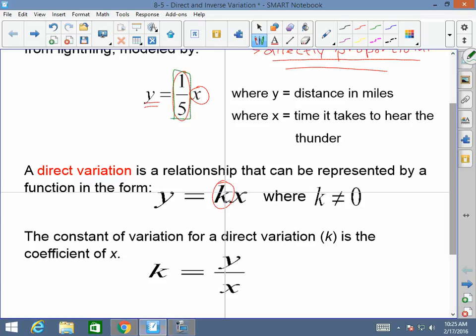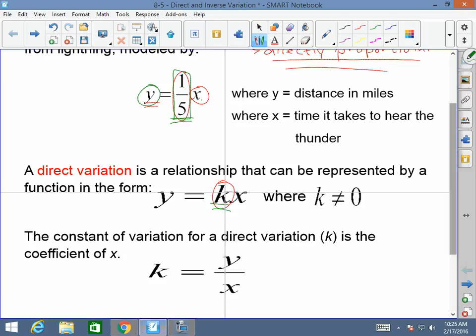It doesn't matter if x, which is the time, is 5 seconds, 50 seconds, or 5,000 seconds. That 1/5 is constant. The distance varies directly by 1/5 of x. So that constant of variation is what's constant there. The x is independent. The y depends on the x. How does it depend on the x? It depends on the k. k determines how y is affected for any change in x.